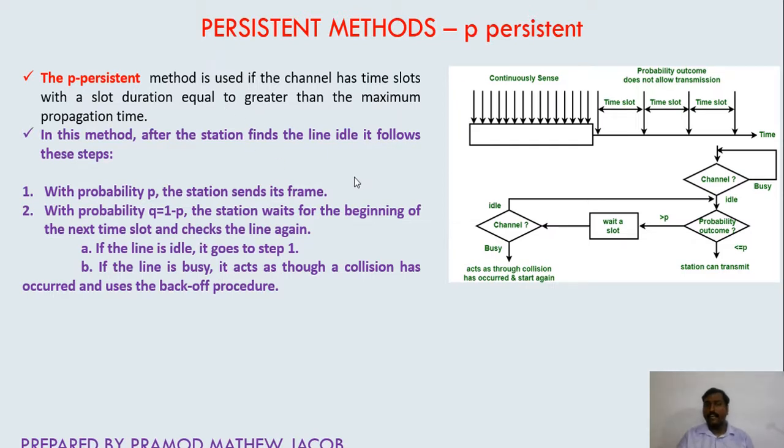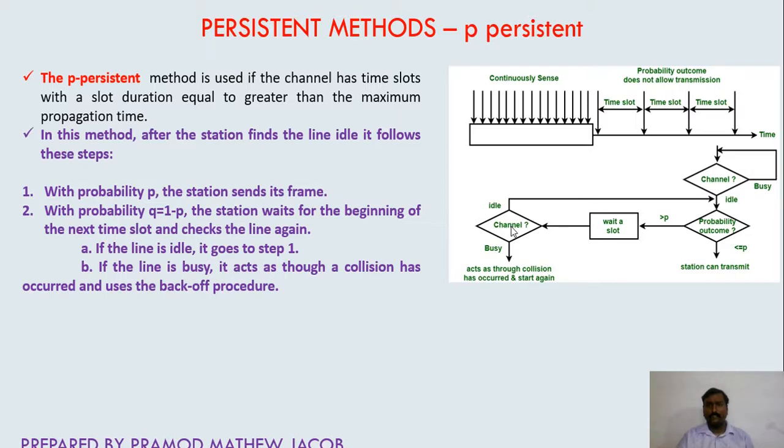If the line is still idle, it goes to step 1, that is, again with a probability of P, the station will send its next frame. If the line is busy, it acts as though a collision has occurred and uses the back-off procedure, that is, it will retransmit the frame again. The flowchart is shown here.